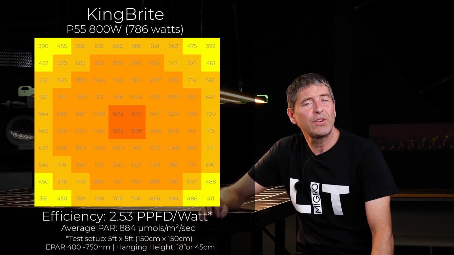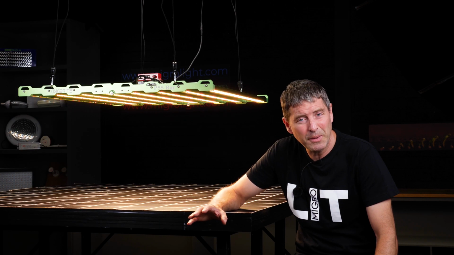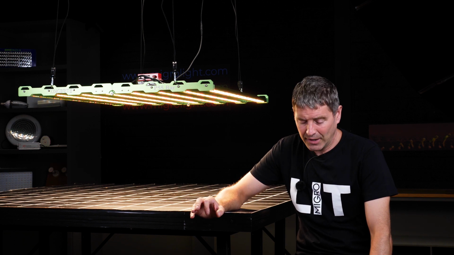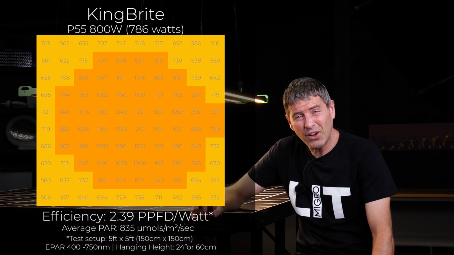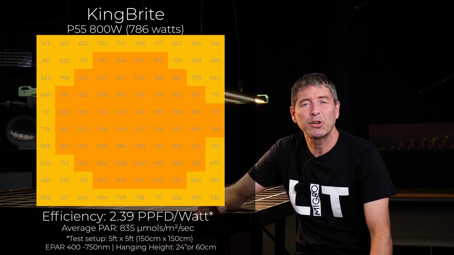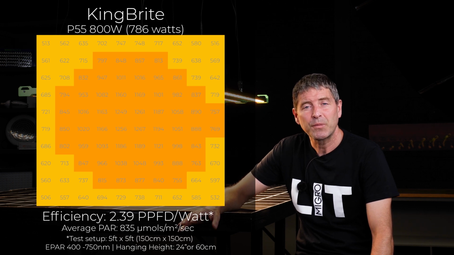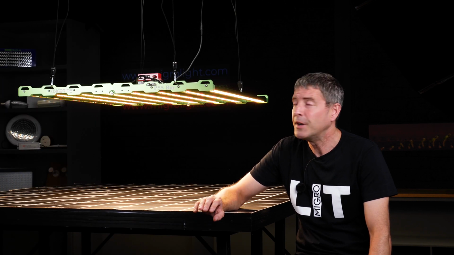So I used the second recommended hanging height by the manufacturer of 2 foot or 60 centimeters. And in that case, got an average power of 835 micromoles and a system efficiency of 2.39 micromoles per watt, or usable PPF per watt, which is a really good efficiency and a good spread across that area.